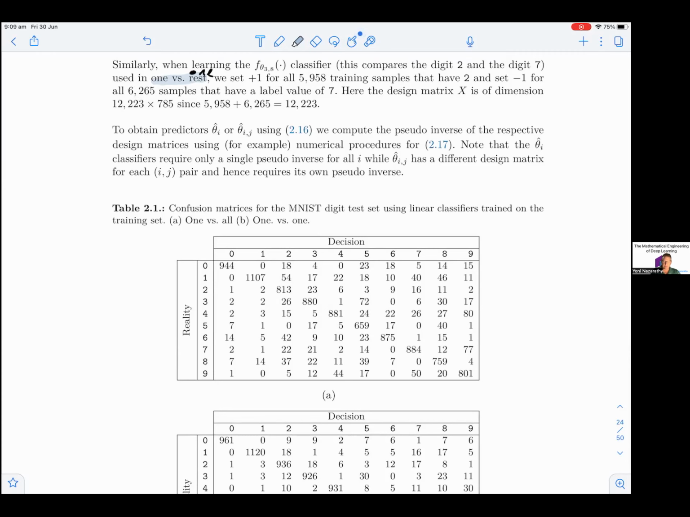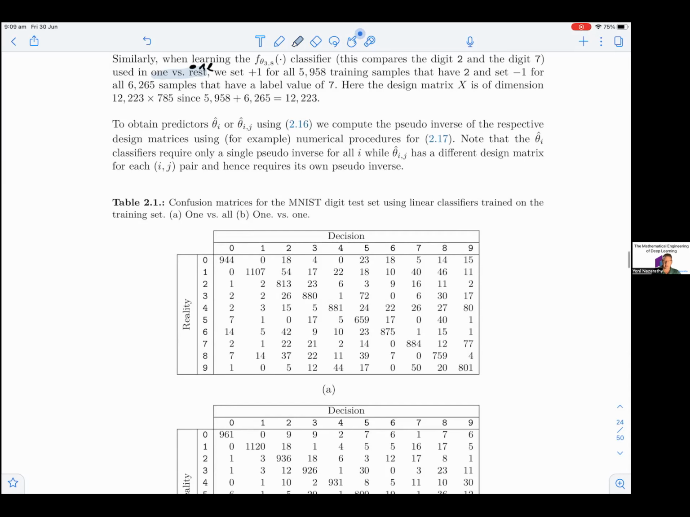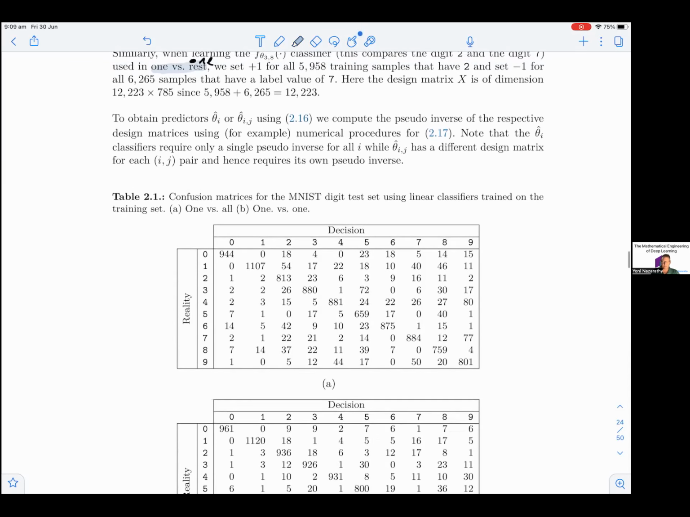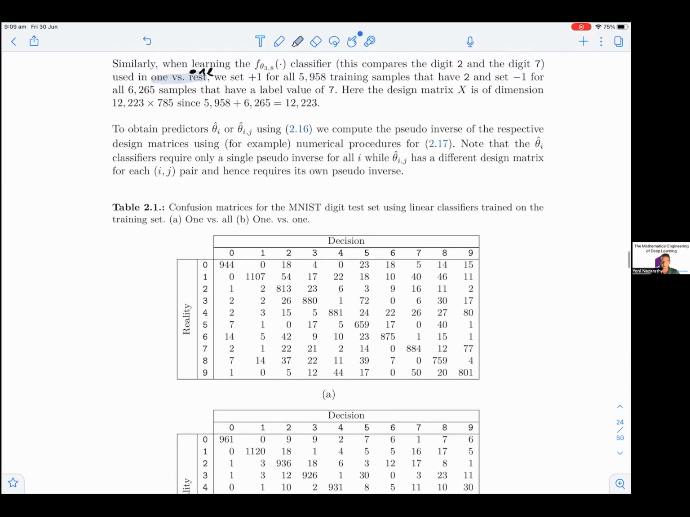To obtain predictors theta hat i or theta hat ij using 216, which was the pseudo inverse solution to the least squares problem, we compute the pseudo inverse of the respective design matrices using, for example, numerical procedures for SVD. Note that the theta hat i classifiers require only a single pseudo inverse, while theta ij have a different design matrix for each ij pair and hence require their own pseudo inverse.